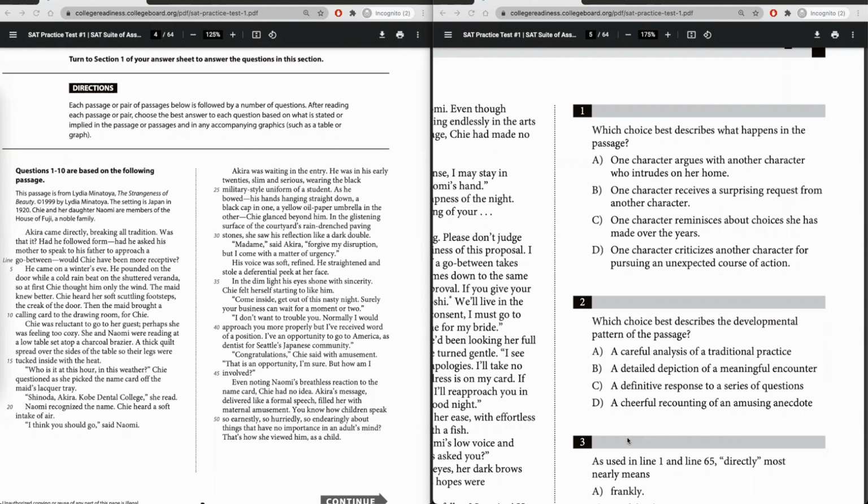And when you get down to the actual questions, a couple of things. 1, only read the questions. Do not read any of these answer choices. Why? Because once you read the question, you want those key words that may be in the question to stick with you, but you don't want to be influenced by anything that the answer choices may say.